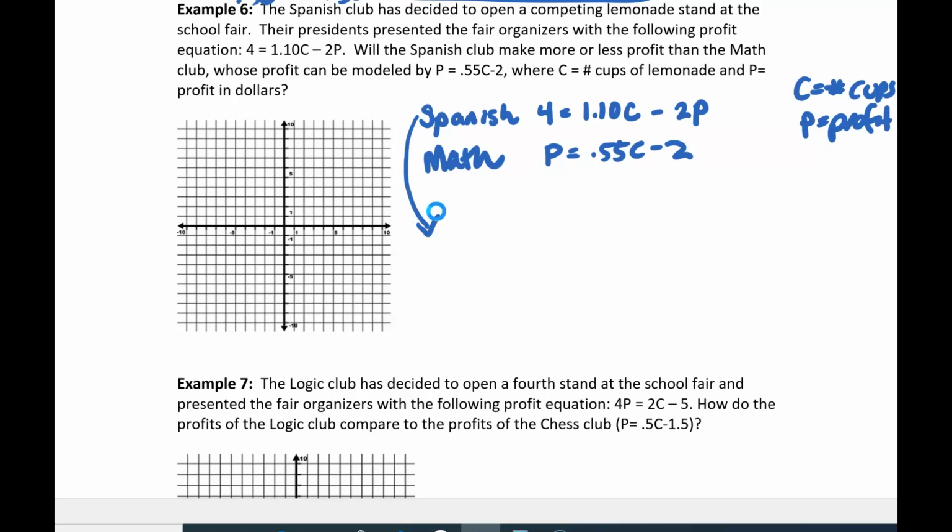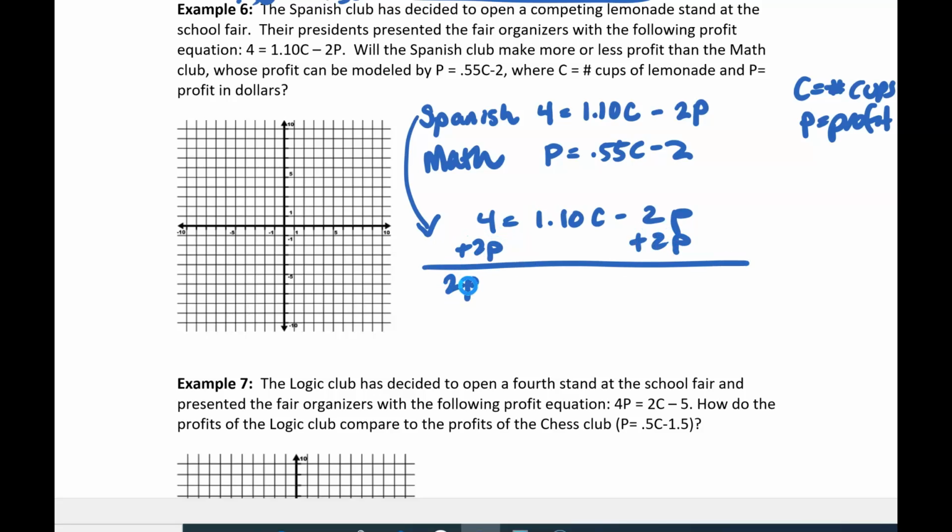I'm going to come down here and solve that for P. So I'm going to write it down again, and I'm going to add 2P to both sides. So 2P plus 4 equals 110C. And then I'm going to subtract 4 from both sides. I get 2P equals 110C minus 4.